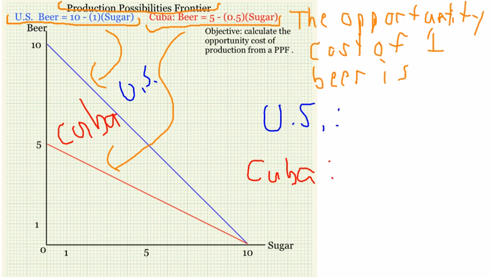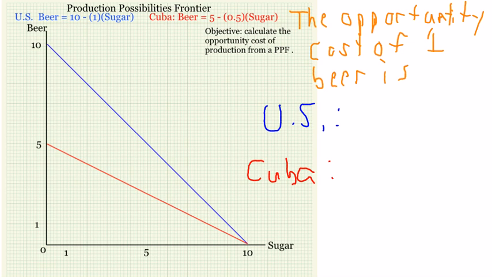The purpose of this video is to talk about something called opportunity cost of production. And we say for the U.S., if they produce one more beer, how much sugar do they have to give up? After all, to put more resources into beer production, you have to take resources away from sugar production if the U.S. only produces beer and sugar. And these opportunity cost questions, that's what we're trying to answer here. Let's first look at the U.S. and say what is the opportunity cost of beer production for the U.S.